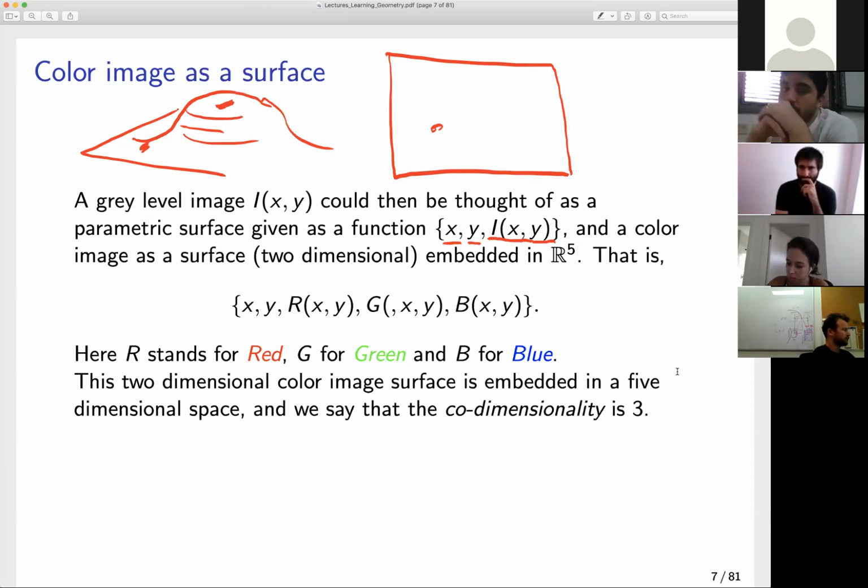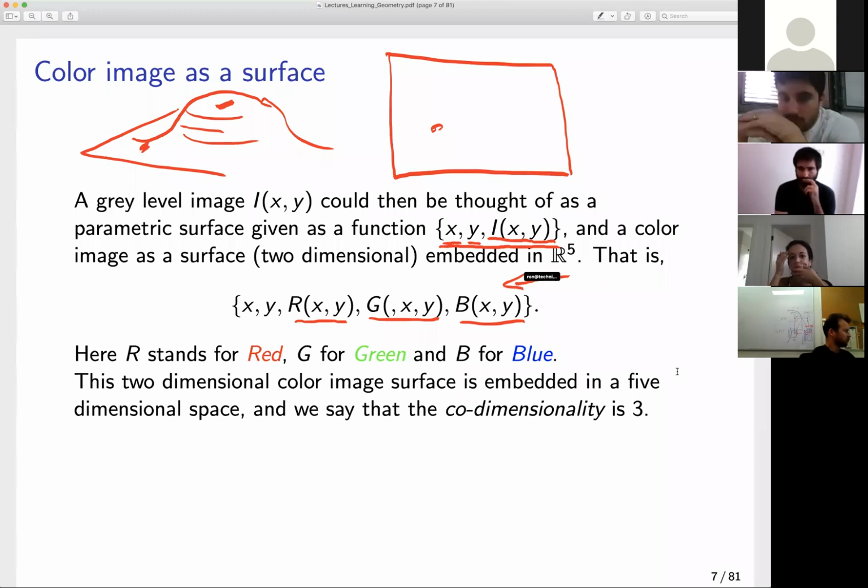So if a gray level image is nothing but a two-dimensional surface in a three-dimensional space, x, y, and the intensity, then a color image can be thought of as RGB. These are three functions that map the x, y coordinates into the RGB space. At least this is the common way of producing, for example, screens and projectors, and computers and your iPhones. All of these projectors and screens are based on the RGB space.